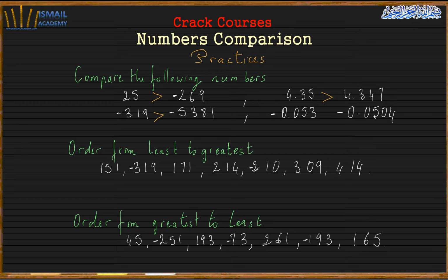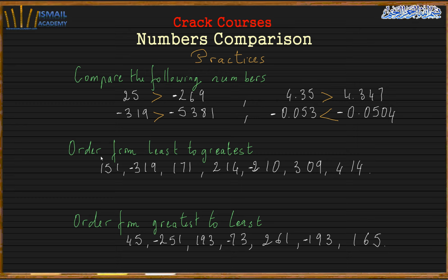Here we have two negative numbers, so we check the corresponding place values. The ones and the ones are equal, the 10s and 100s are equal, the 1000s are not equal. 0 is smaller than 3, that means that number is greater. So this one is smaller than that one.